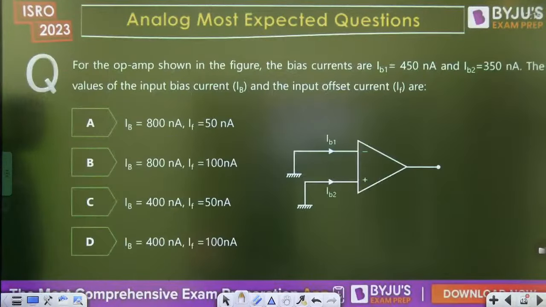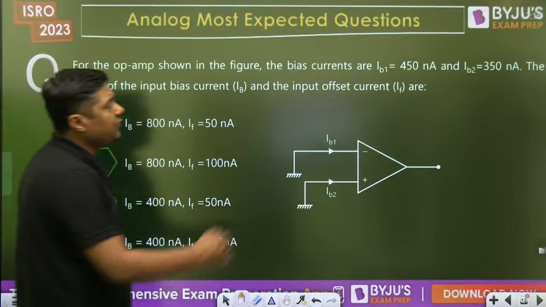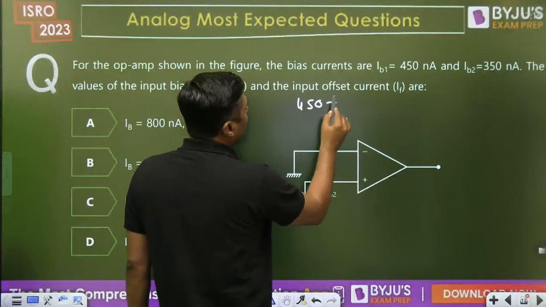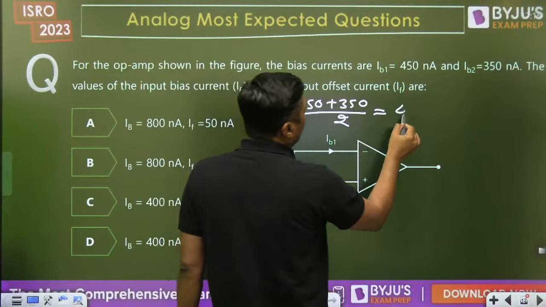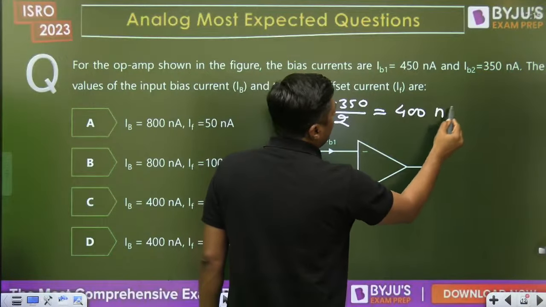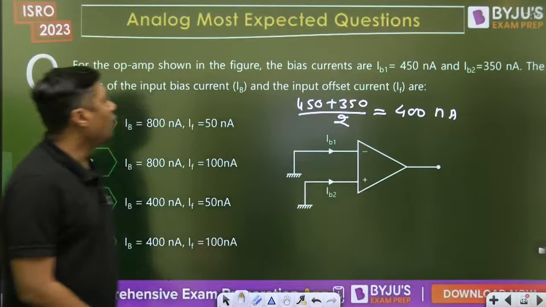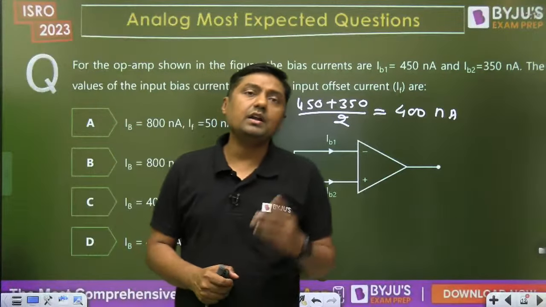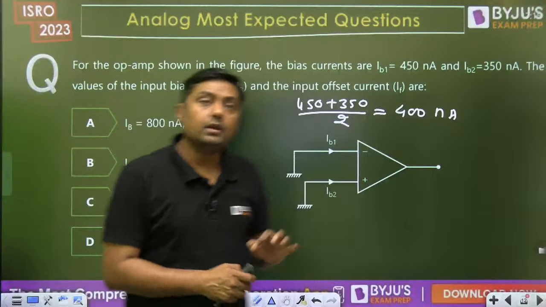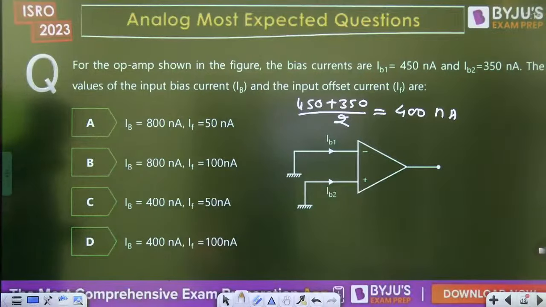So what is the average value? 450 plus 350 divided by 2. So what is the average value? 400 nanoampere. And what is the difference? 450 minus 350. What is the difference? 100. So 400 and 100. D is the answer.